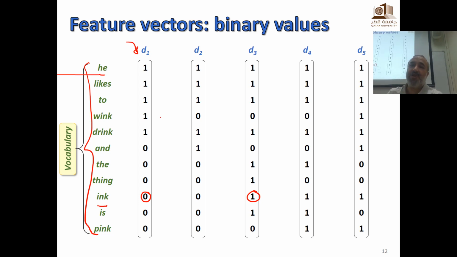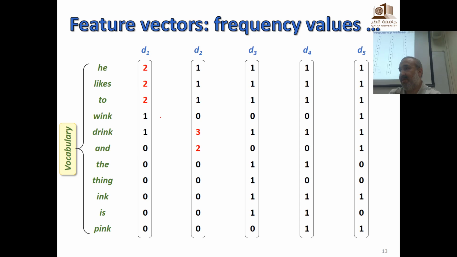This is when the feature values are binary values, but we can think of different feature values. As someone said here, we can count how many times the word appeared. Instead of just saying 1 if it appeared, we can put the number of times it appeared. We call it frequency. For example, the word he appeared actually twice in D1.